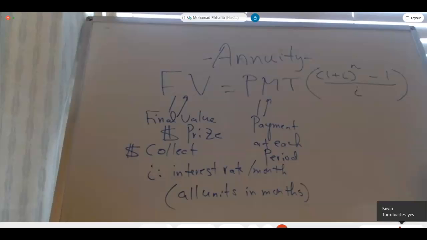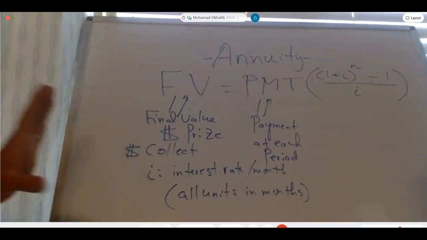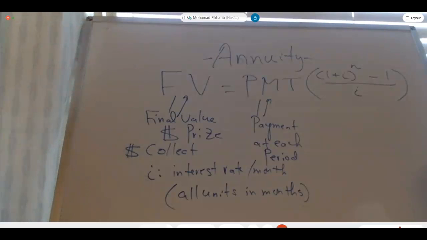Question: can we say interest rate per period or does it have to be months? It has to be per month because they take money out every month from you. Just copy it the way it is. You cannot change the formula. Whatever I put down, if I put per month, don't put it per year, because in a minute I'm going to give you an example of how to work things out. Okay?